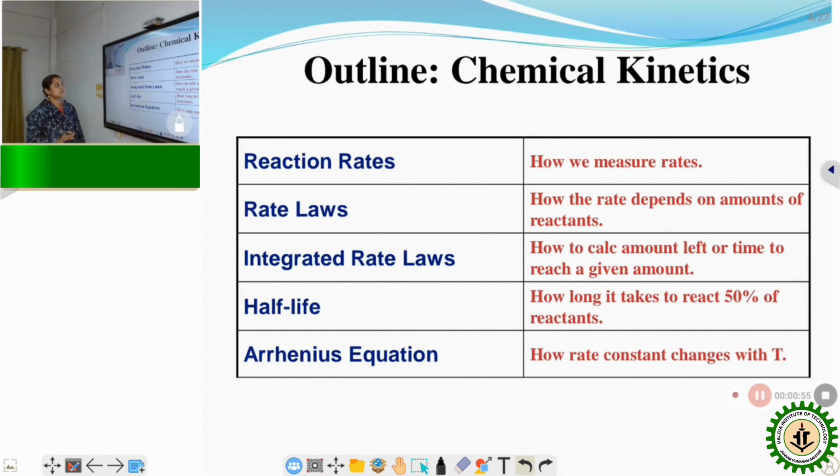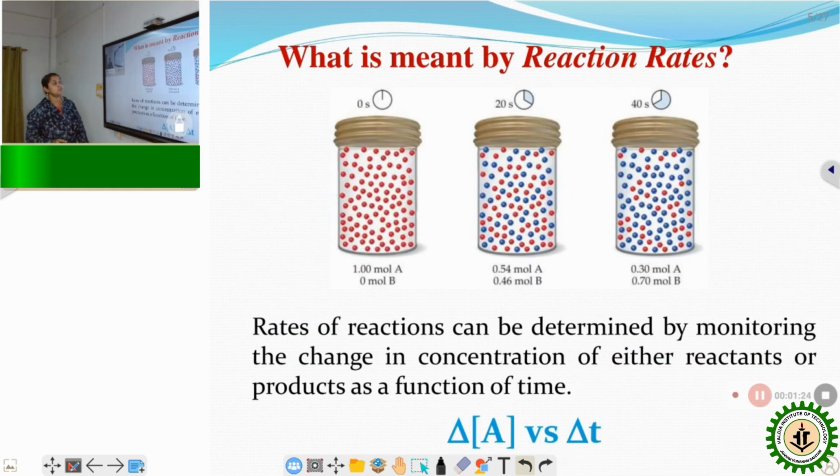So the brief outline of this lecture is about the reaction rate, how we can measure the rates, the rate laws on which the reaction rate depends, how much product is formed from the reactants, etc. The integrated rate laws and the half-life of the reaction, that means the time at which 50% of the reactant is transferred to the product, and the Arrhenius equation, that means the effect of temperature on the reaction rate. So what is the meaning of the term reaction rate?